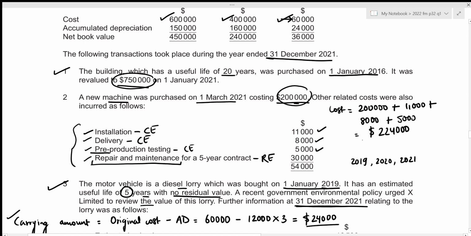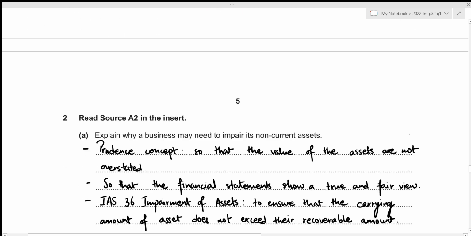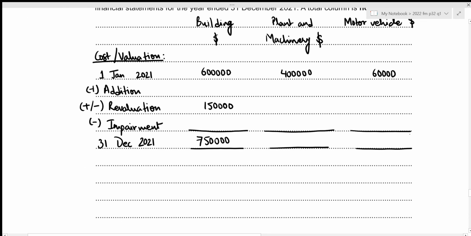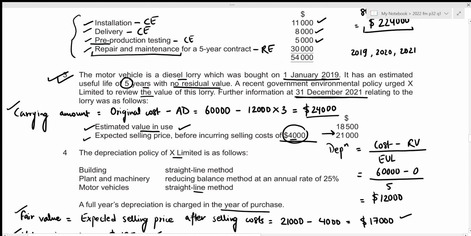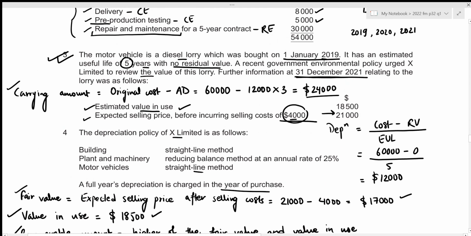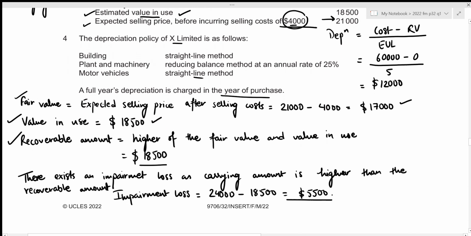Let's include this in our non-current assets schedule. So we have additions of 224,000. All right, let's move towards the next one. And the third information dealt with an impairment loss. And we already figured out that there exists an impairment loss of 5,500.